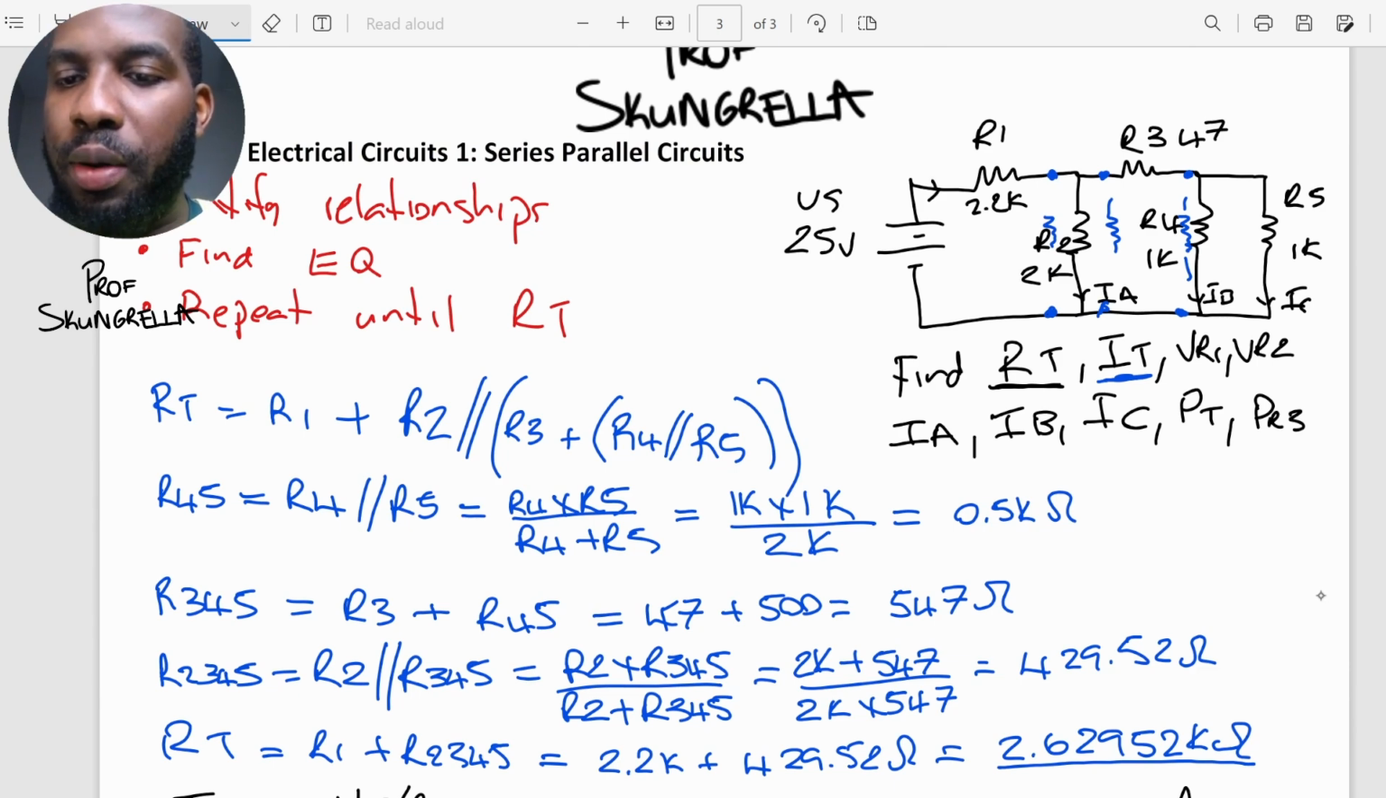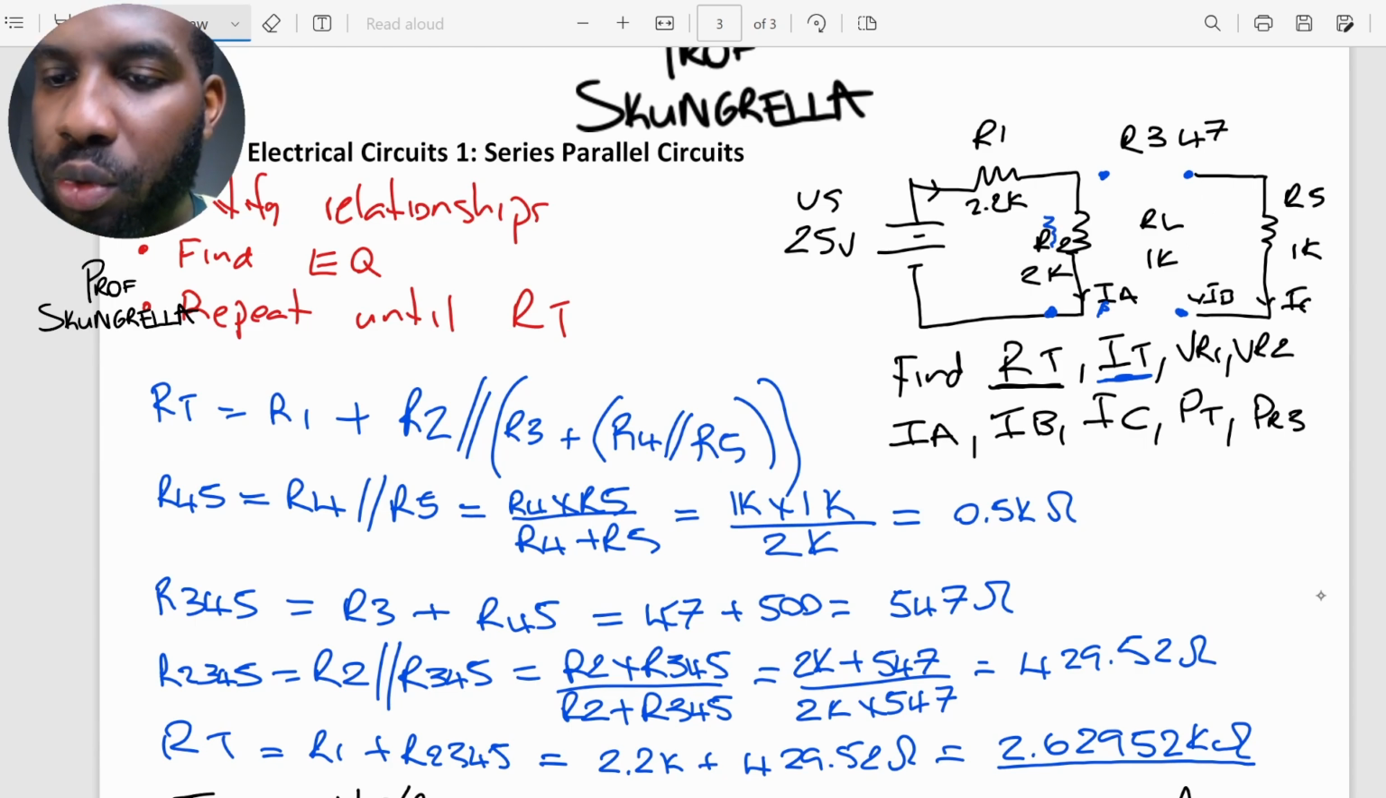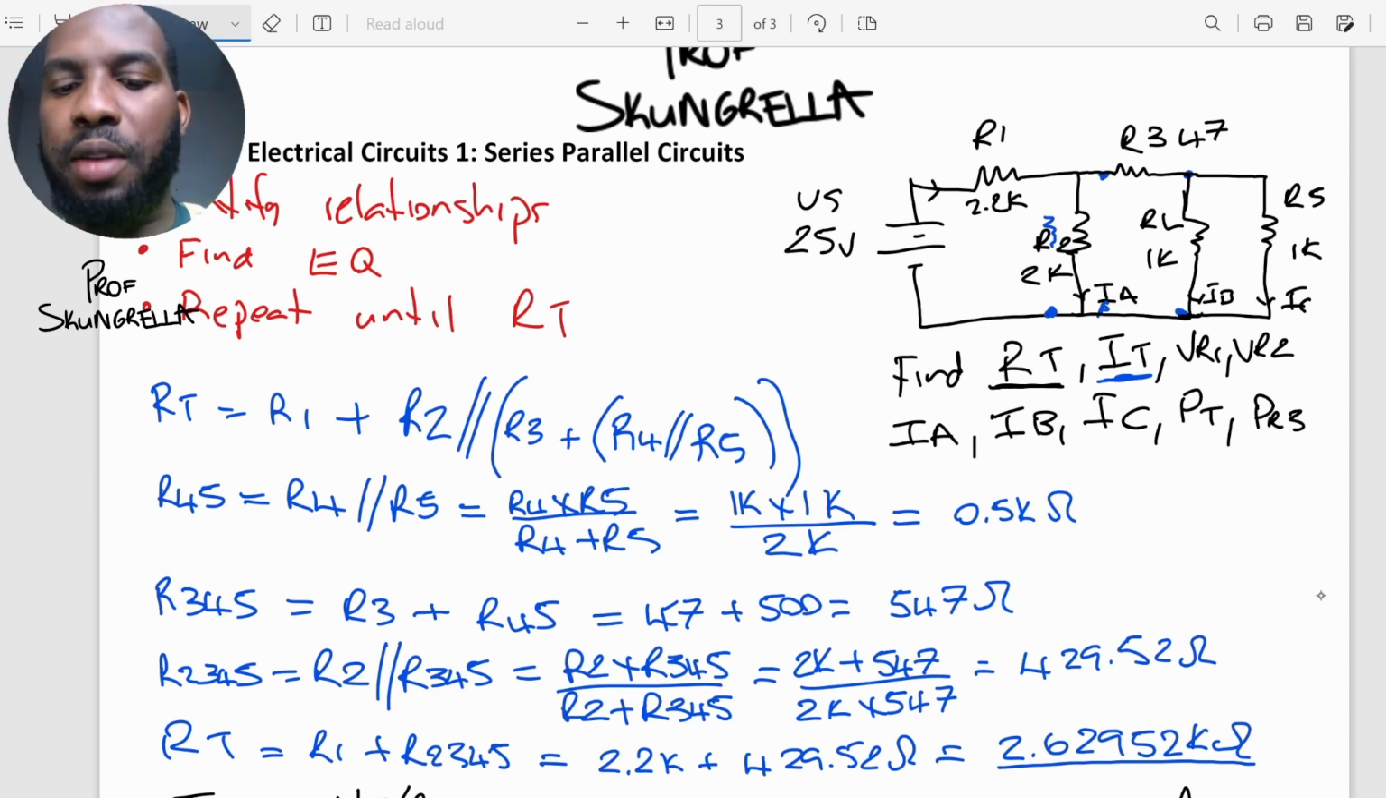Now, of course, we know that this current is going to be split up, and some is going to go down here, and some is going to go into IA, some is going to go into IB, and so forth. All right, let's fix this.